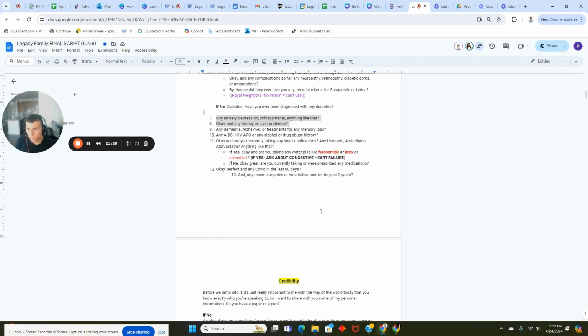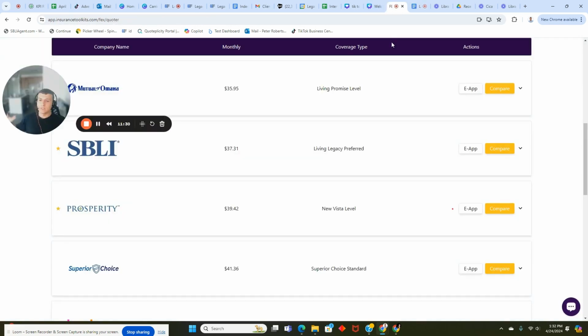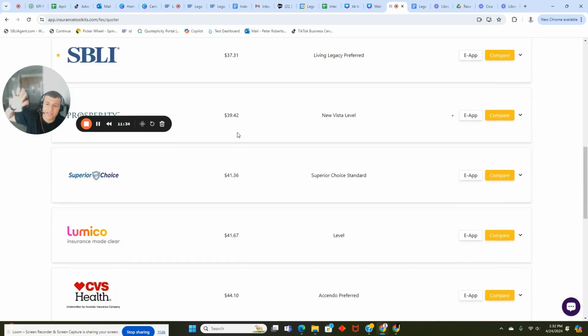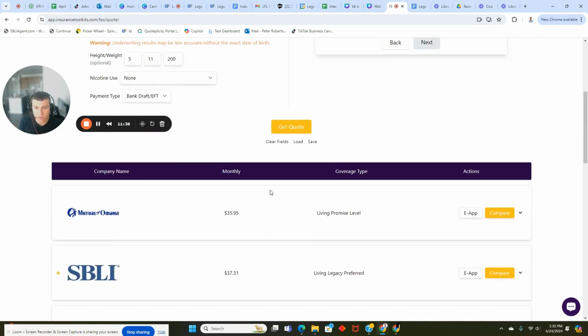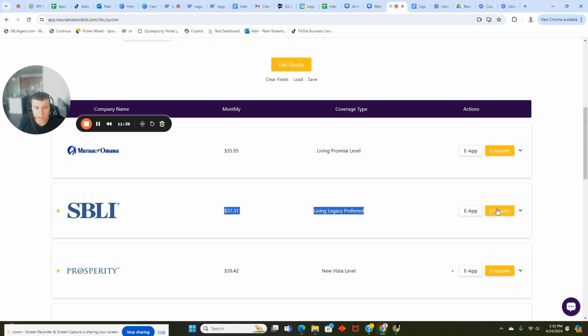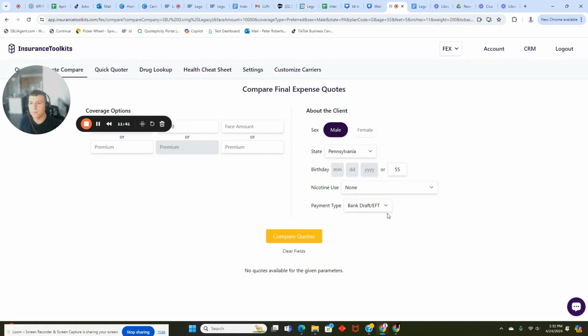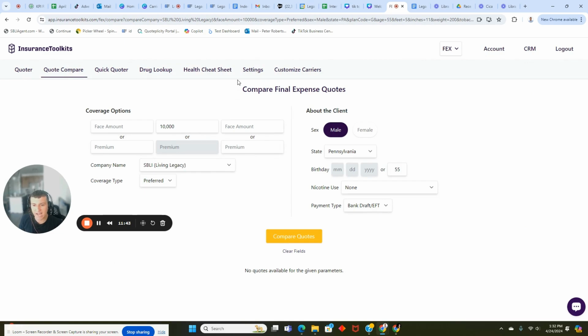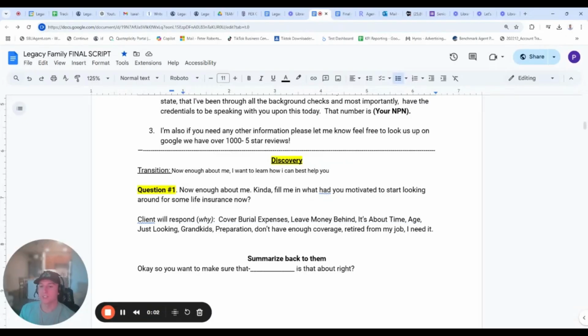So this is important, again, at the end of this section, this is so crucial. At the end of the medical questions, you need to know exactly what company you are going with. You need to know exactly, man, I'm going SBLI, I'm going to hit compare, and boom, I am ready to jump into the next portion of the script. So we're going to go into the discovery section.